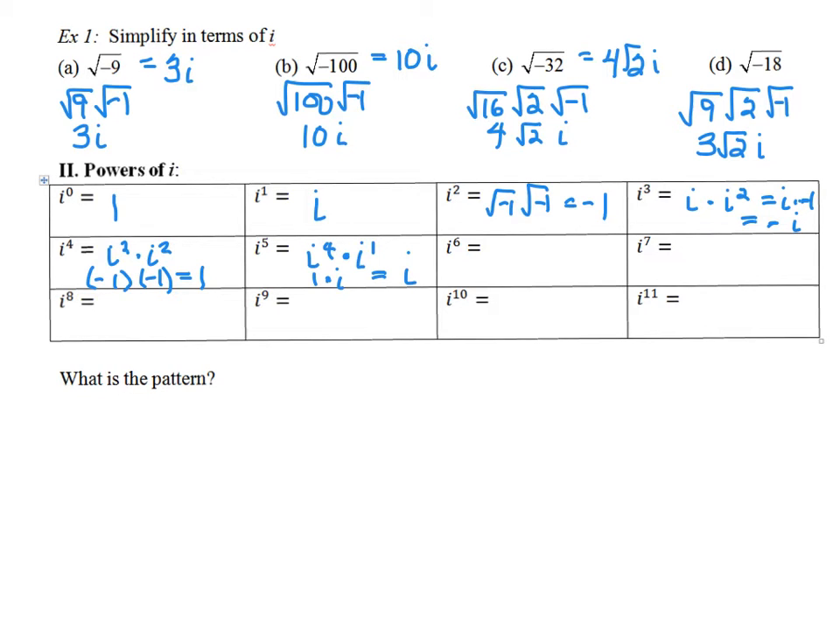For i to the sixth, again, several different ways that I can do this. One nice way would be to do i to the fourth times i to the second. So i to the fourth is 1. i to the second from above is negative 1. 1 times negative 1 gives me an answer of negative 1. For i to the seventh, how about if I say i to the sixth times i to the first? i to the sixth is negative 1 times i gives me an answer of negative i.